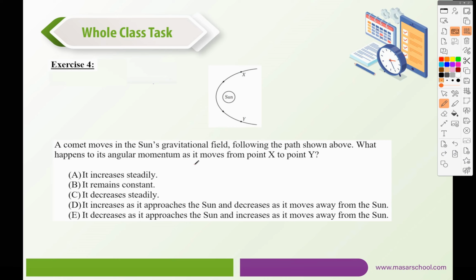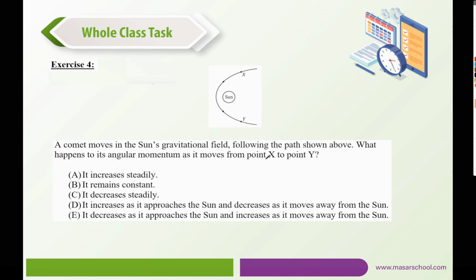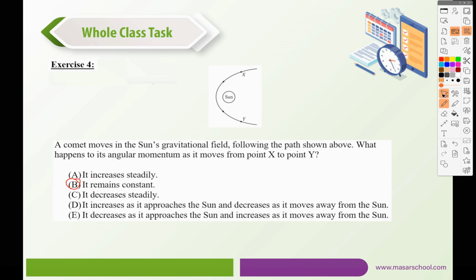Now a comet moves in the sun's gravitational field following the path shown above. What happens to its angular momentum as it moves from point X to point Y? Remember that in this case r decreases, the speed increases, but the angular momentum remains the same, because the net torque is equal to 0, so it remains constant.